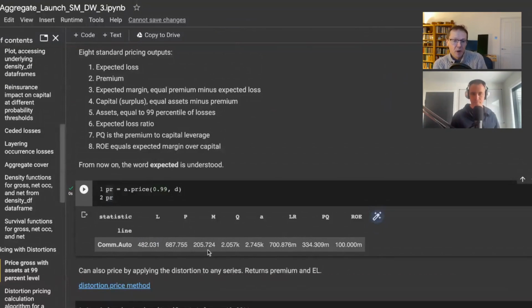The implied premium, and we'll get to exactly how we're computing that, is 687. The difference between the premium and the loss is the margin, 206. Q is... so A is our assets. The 2745 is the 99th percentile of our aggregate distribution for the policy. The Q is the capital, the difference between A and the premium, all right? Because all of your assets either come from capital or they come from premiums. The only two sources that you've got in this simple model.